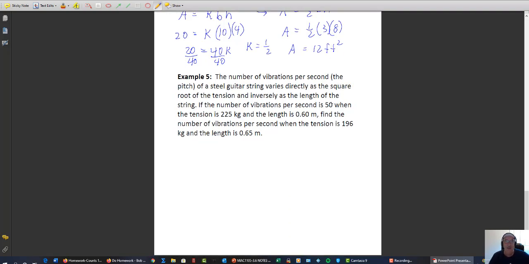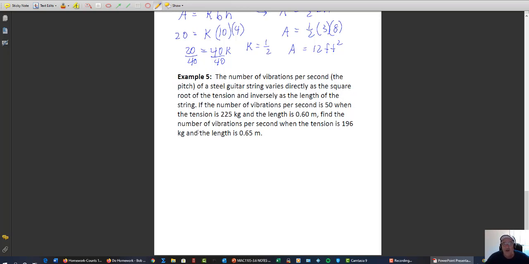All right, let's talk about the last example, and then I will turn y'all loose to go on your homework. It says the number of variations per second, the pitch of a steel guitar string varies directly as the square root of the tension and inversely as the length of the string. So you guitarists out there, don't get me started. Yes, there's mathematics in music.